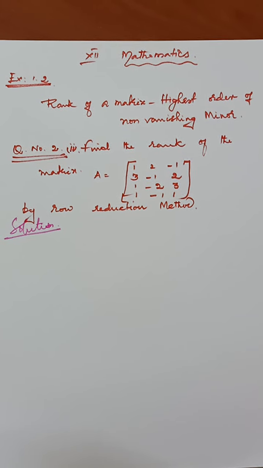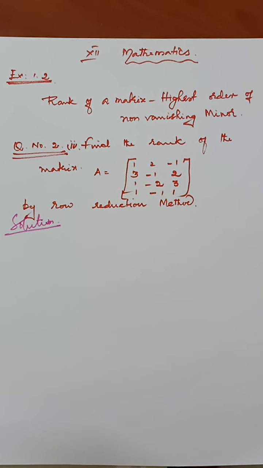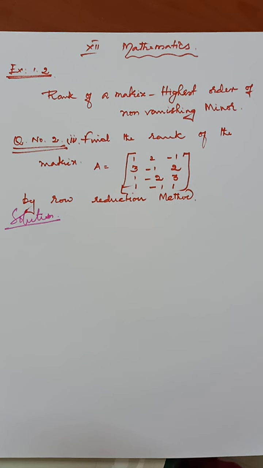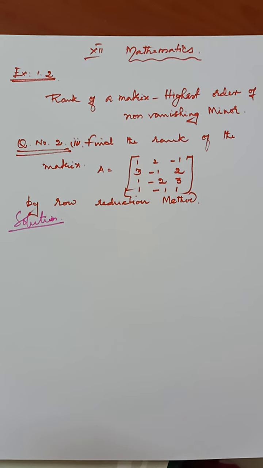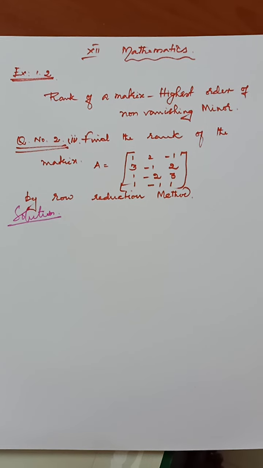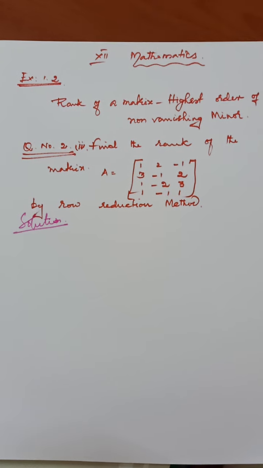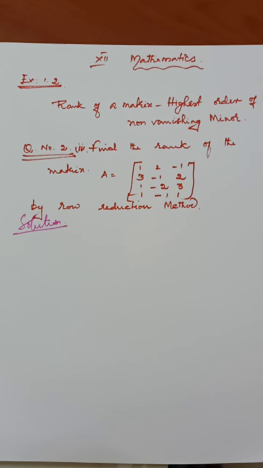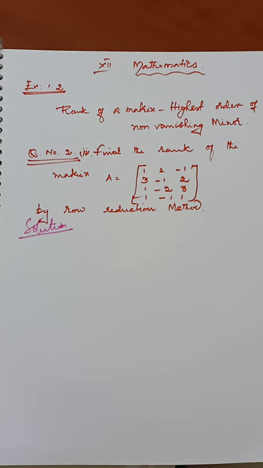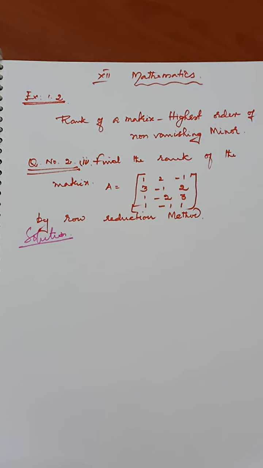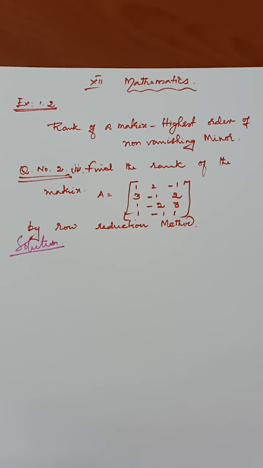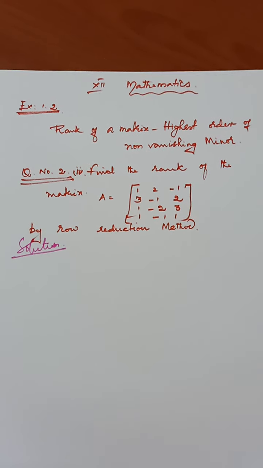Dear student, in the last video we started rank of a matrix. Rank of a matrix plays a very important role in our matrices and determinants, and in that we completed the first method, that is the minor method. Now we are in the second method, that is the row reduction method. It plays a very vital role in our exercise 1.6 and 1.7, so you have to concentrate more on this part. Now, what is the rank of a matrix?